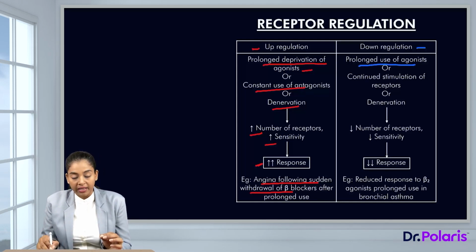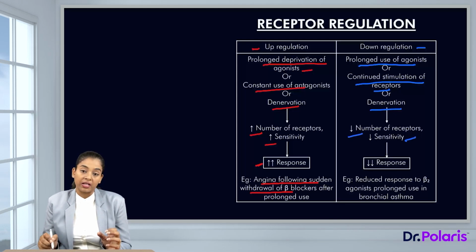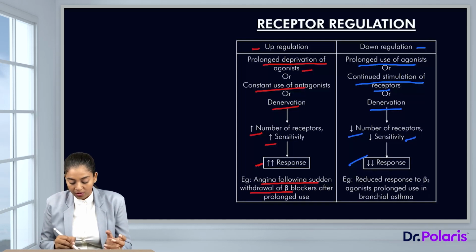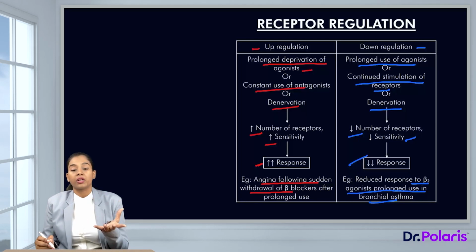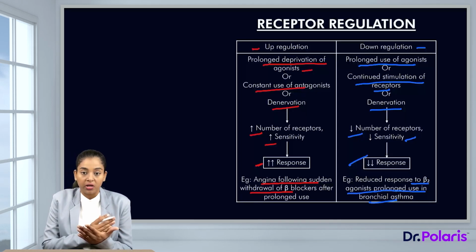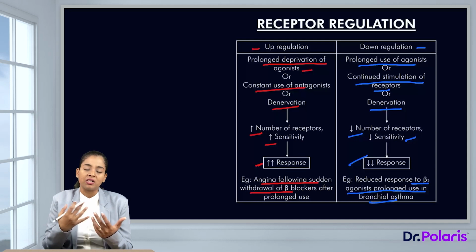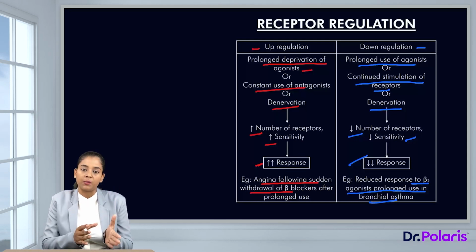Prolonged use of agonists or continuous stimulation of the receptors or denervation again can lead to a decrease in the number of receptors and decreased sensitivity of the receptors. Thereby the response is going to be reduced. So reduced response to beta-2 agonists, prolonged use in bronchial asthma. When you continuously give beta agonists in bronchial asthma, the response to the drug will reduce because you are continuously stimulating the receptor, so the receptor sensitivity will come down.